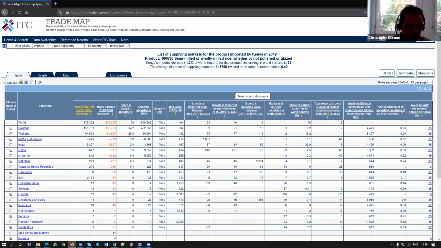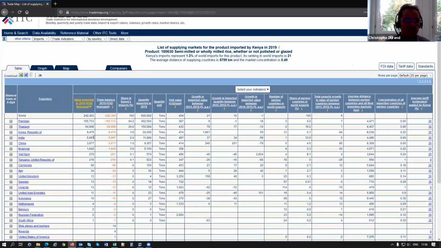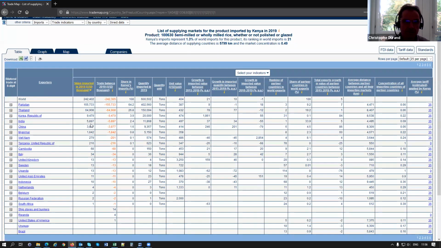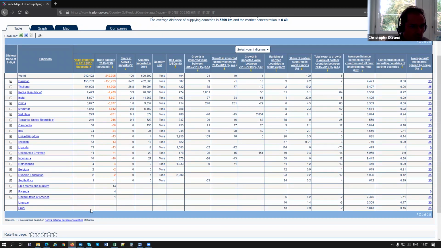So that's one option. Another option is to look into also the bottom of the table and have a look at who is actually also exporting rice and who Kenya is actually not importing from. And that's the reason why we have a certain number of countries at the bottom of the table where we have just no value. So for instance, we have Rwanda and USA, for which we have basically no value, meaning Kenya does not import from either Rwanda or the USA, right?